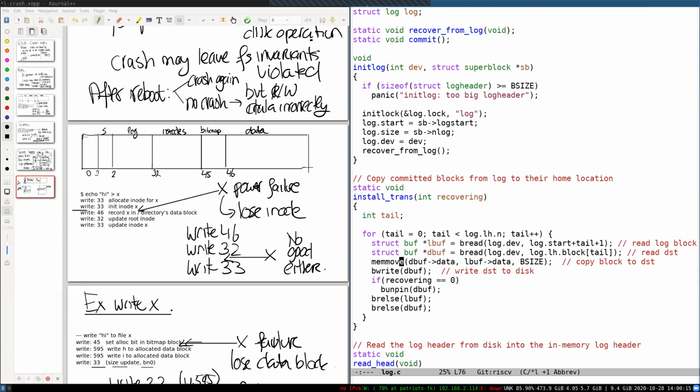Yeah, that, and you're also doing the memmove, right? So this sequence of code can definitely be optimized. You can save one or two disk writes. Just for simplicity, we don't do any of that. Okay, thank you.